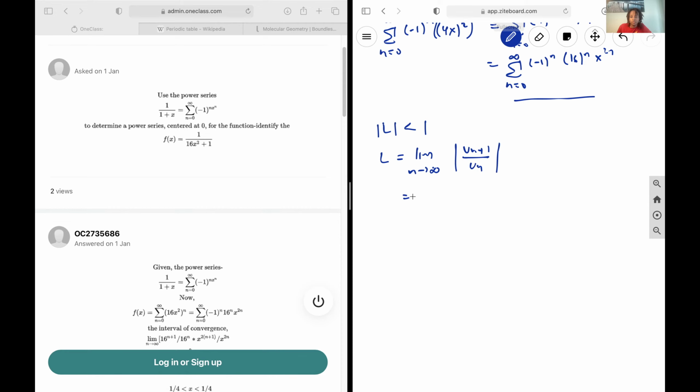And so what that is going to be is the limit as n approaches infinity of, let's state un plus 1, so that is negative 1 to the power of n plus 1, 16 to the power of n plus 1, x to the power of 2n plus 2. And that is all going to be over the same thing, but with n. So negative 1 to the power of n, 16 to the power of n, x to the power of 2n. And then we're going to simplify what's inside.